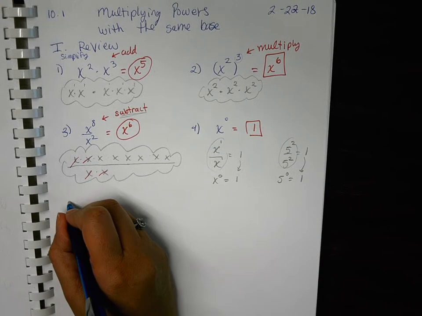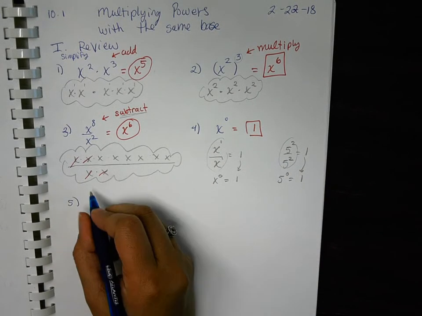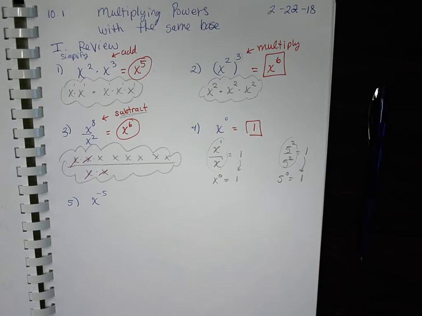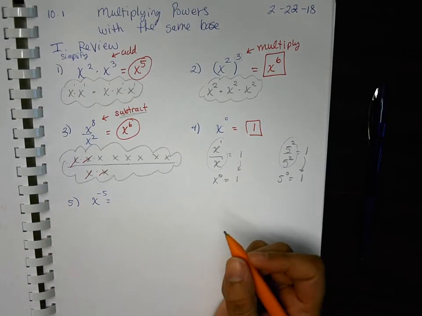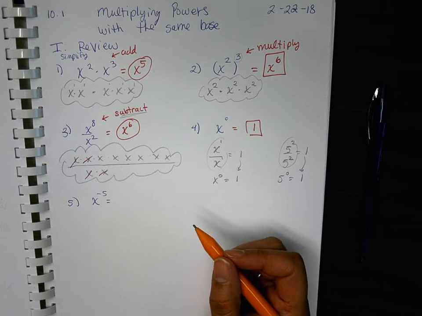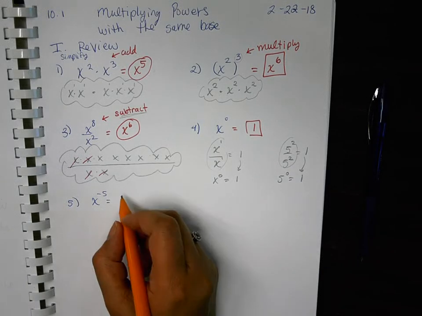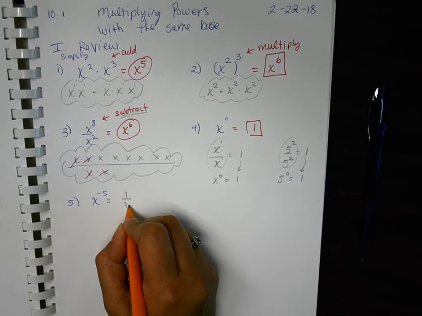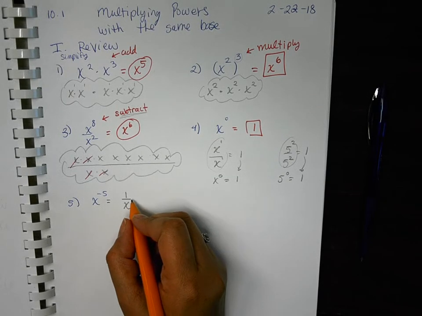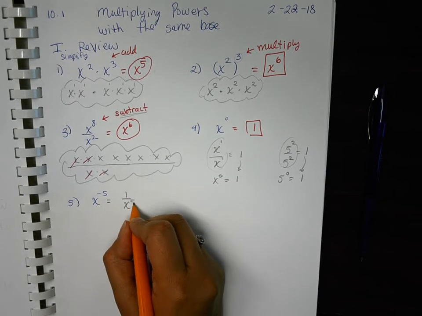Number 5. X to the negative 5th. We just reviewed this on Tuesday's lesson. What happens with negative exponents? It becomes a fraction. Good. So 1 over x to the what? X to the what? 5th. Positive 5.